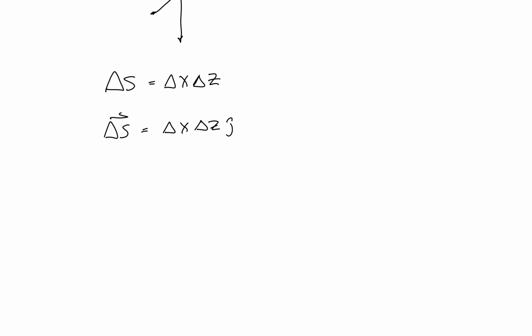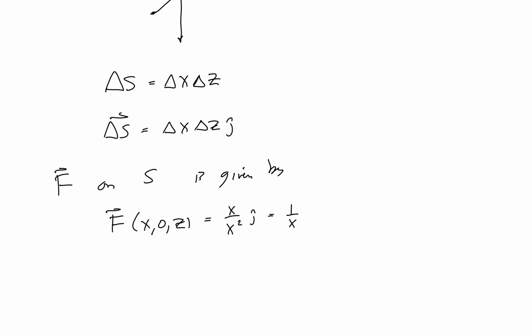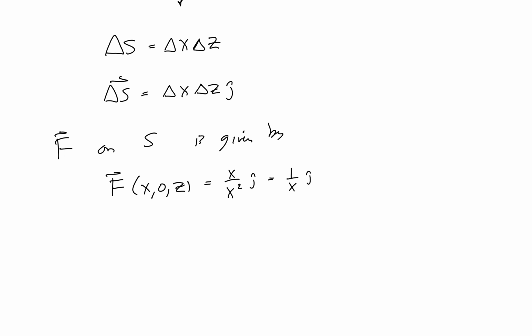And now we need to evaluate F on S. So F on S is given by, well, to be a point on S, it should be (x, 0, z). And if we do that, that just gives me x over x squared j hat, so 1 over x j hat. Because our y is 0 here, so that gets rid of part of the vector field.